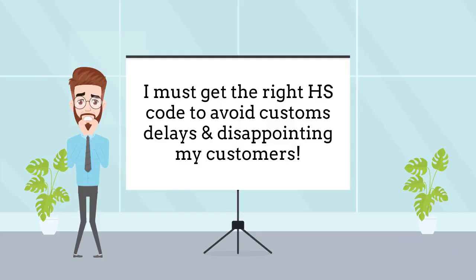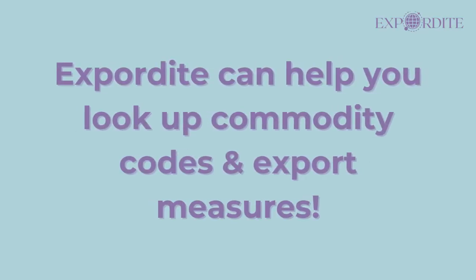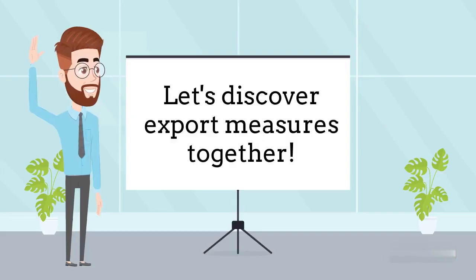An incorrect commodity code can lead to customs delays and fines, or even the goods being unable to reach the buyer. Expedite software is integrated with HMRC's Trade Tariff tool to help you choose the best commodity code for your product and to give you up-to-date information on applicable measures.